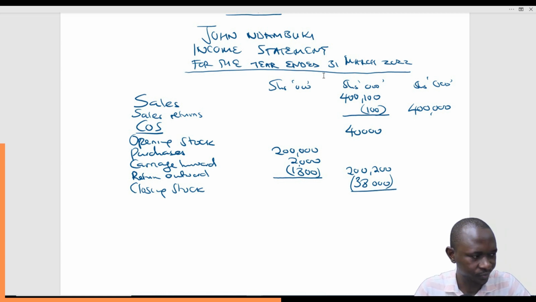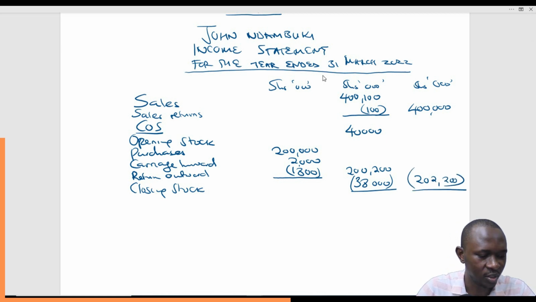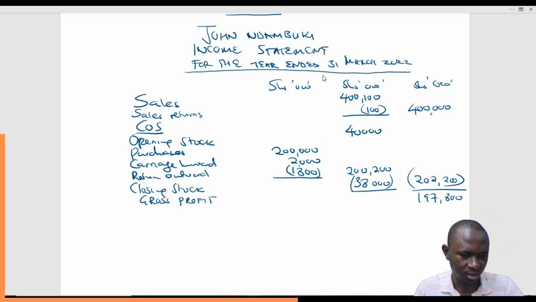So what do we have? We have 40,000 plus 200,200 minus 38,000. That gives us 202,200. So 202,200 like that. Then 400,000 minus that, we get 197,800. So this becomes our gross profit. Gross profit becomes 197,800.